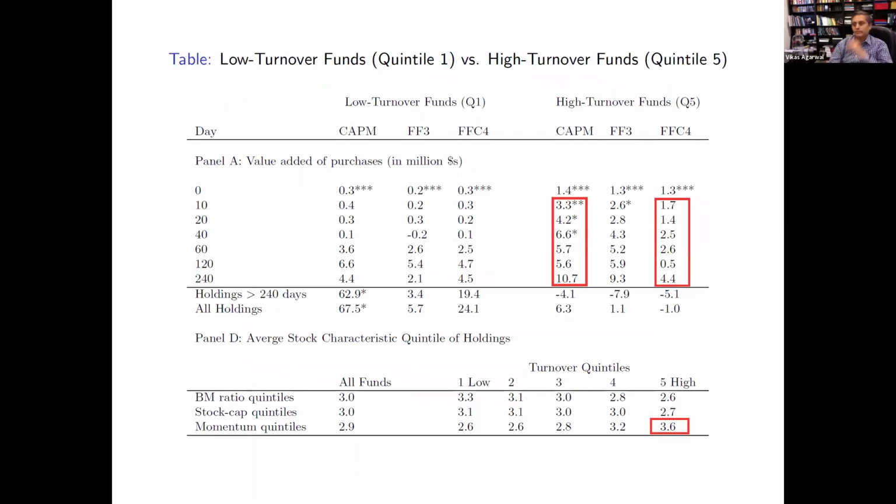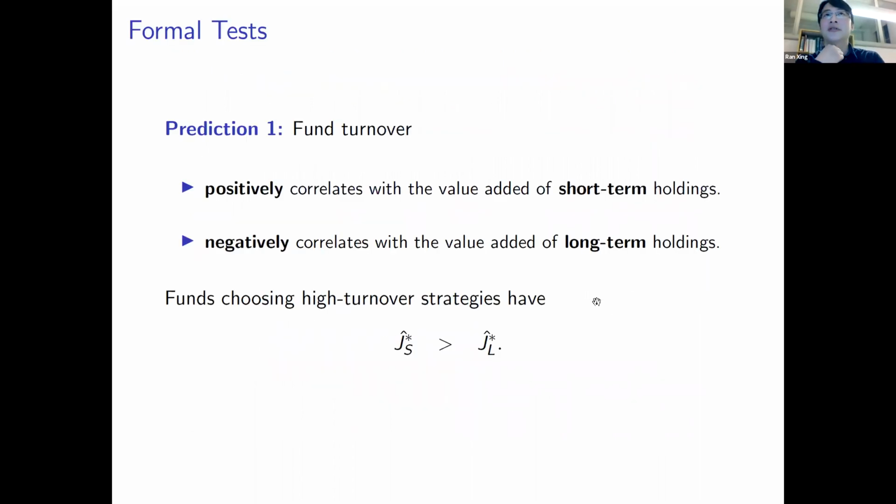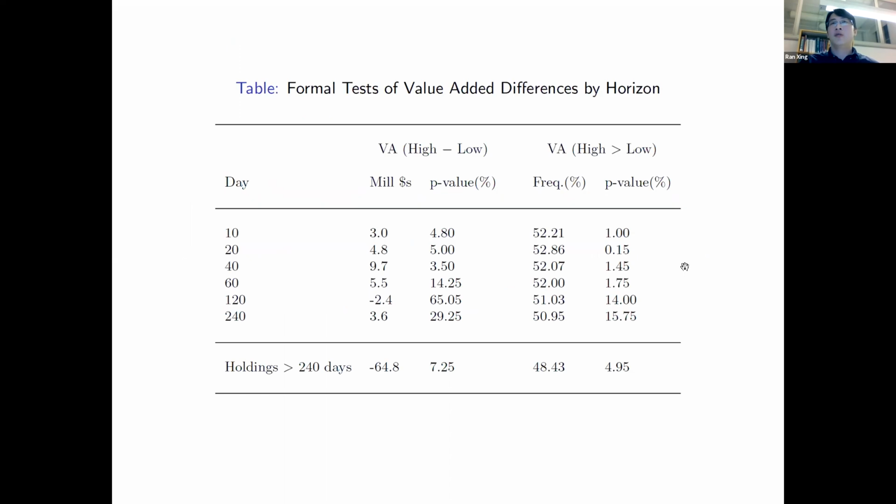So I think I have covered this part quite well. Let's turn to the formal test of our predictions, which was already covered a little in the previous results, but now we do a more formal test. For our prediction 1, we predict that fund turnover positively correlates with the value added of short-term holdings and negatively correlates with the value added of long-term holdings. So here, we calculate the high turnover funds' value added from their holdings shorter than 1 year.